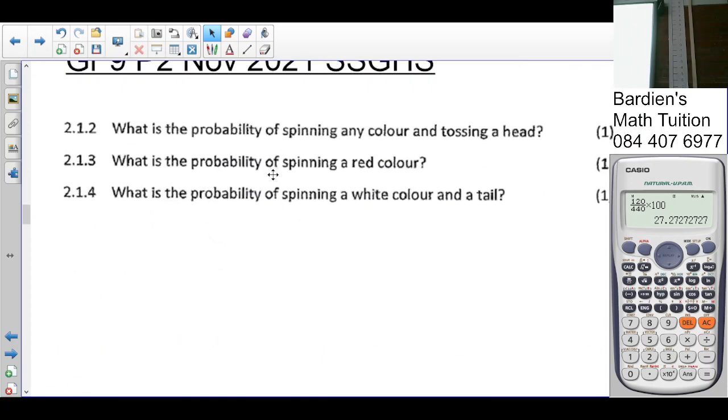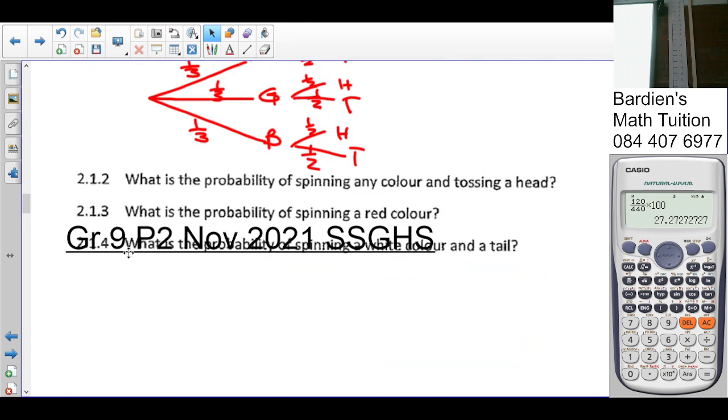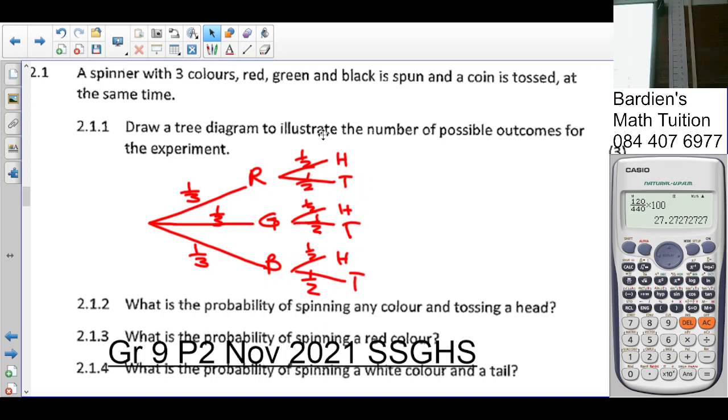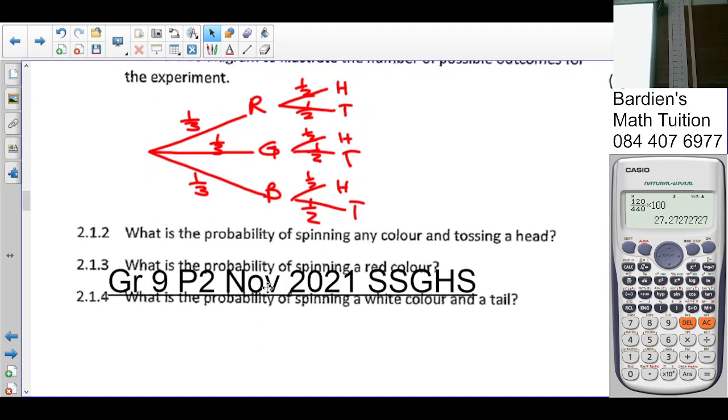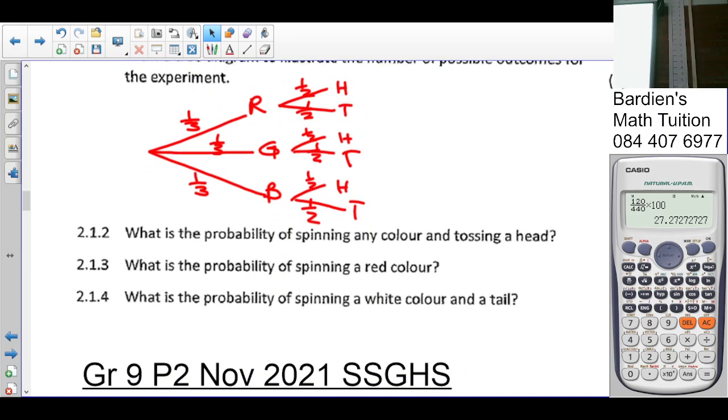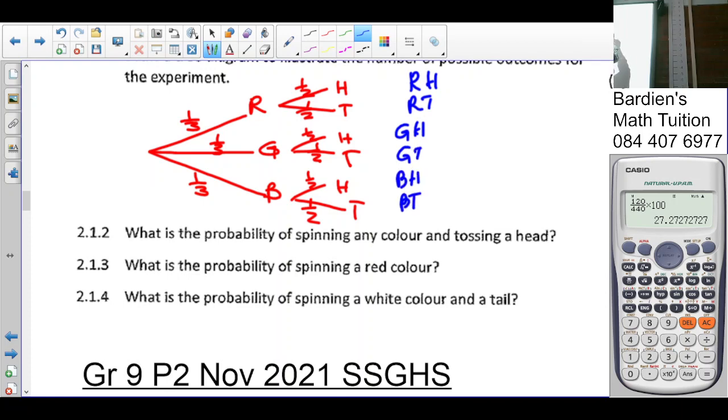So the next question says, part of this question, they ask you to illustrate the number of possible outcomes for the experiment. So if we look at the number of possible outcomes, it's going to be red heads or red tails, green heads, green tails, blue heads, blue tails, black whatever. So how many outcomes are there? 6 outcomes.